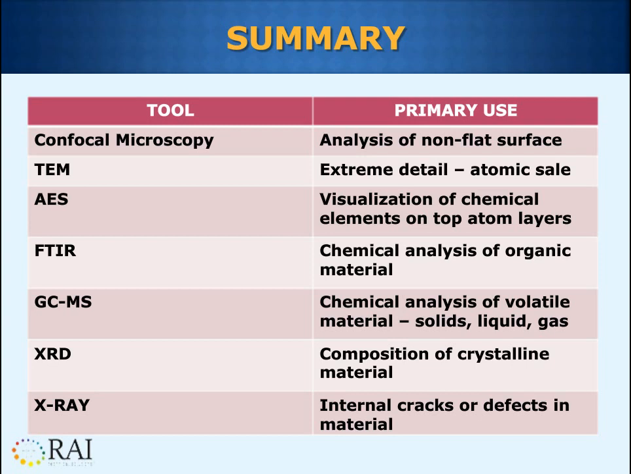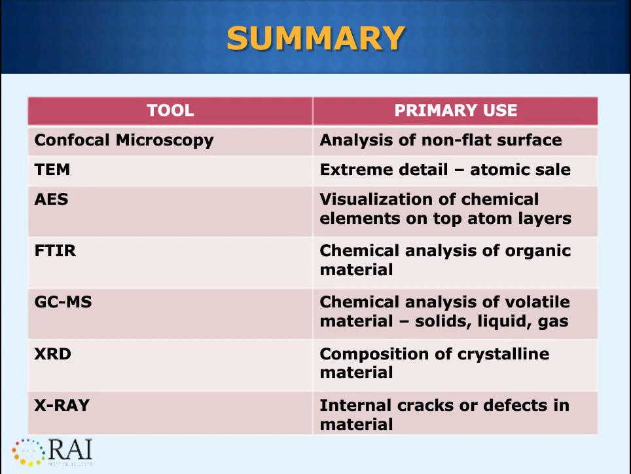AES, Auger electron spectroscopy, gives me a visualization of the chemical elements on the top atom layers of a particular material. FTIR, Fourier transform infrared spectroscopy, tells me chemical analysis of organic material. GCMS, chemical analysis of volatile materials, particularly liquids and gases. X-ray diffraction, compositions of crystalline material, and X-ray radiography, to reveal internal cracks or defects.